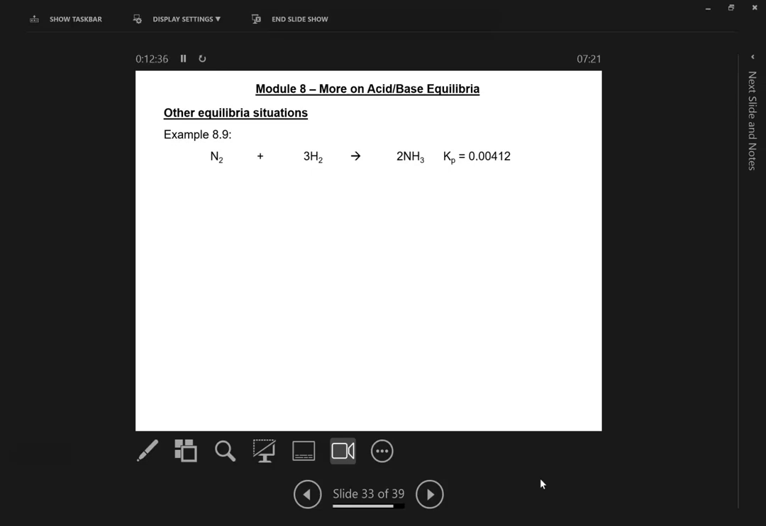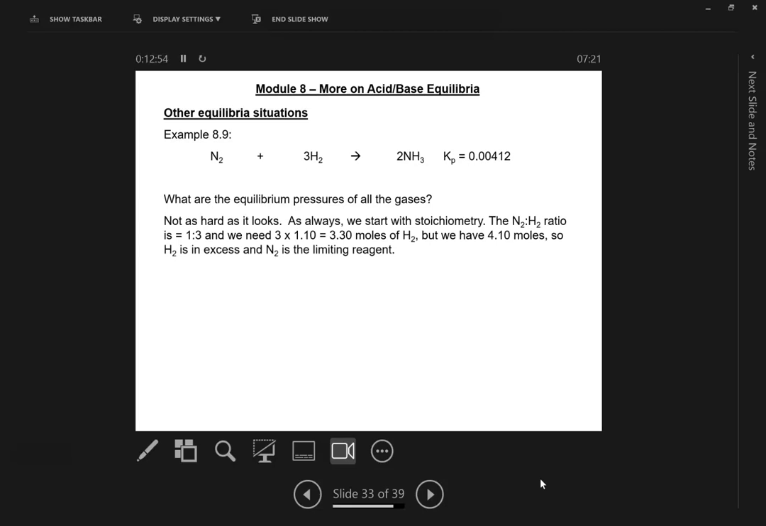All right, the Kp, P, that's a pressure equilibrium because these are all gases. Kp is 0.00412. We're not real high. But the question is asking, what are the equilibrium pressures of all the gases? As always, I start with stoichiometry, write a reaction. The nitrogen to hydrogen ratio is 1:3, and therefore I'm going to need 3 times 1.10.